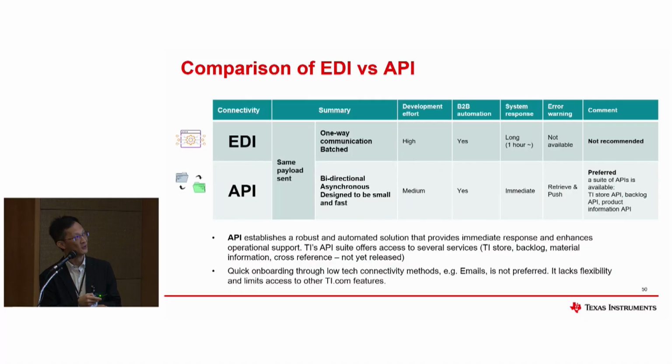All right. So of course it's B2B, and the system response is very slow because it runs in batch. Normally when you send something to TI, it will probably take 2 hours for us to acknowledge your orders. So these are the so-called legacy systems that we will not recommend you to engage, right? So we are moving on to what I call API.